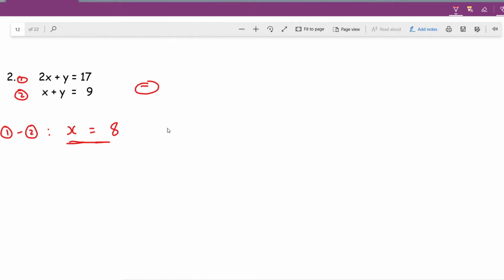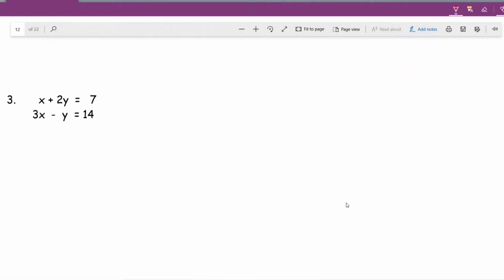Then we can just simply sub. In this case, it'd be easy to sub this value into equation 2. So x is replaced with 8, that's the whole meaning of substitution. So 8 plus y is going to equal 9. Therefore, y must equal 1. So you've got your two values, x equals 8, y equals 1. The coordinate where those two lines intersect is (8, 1). Okay, let's scroll down to the next question.